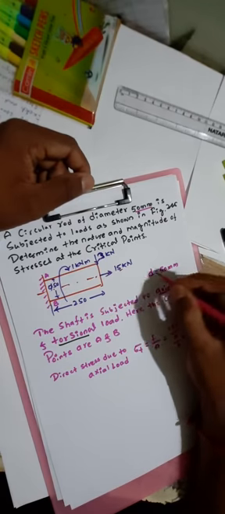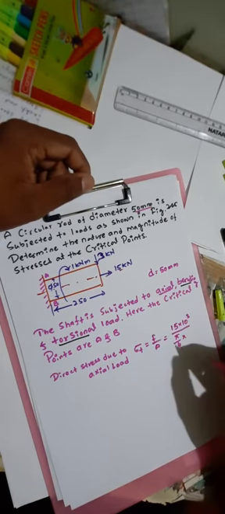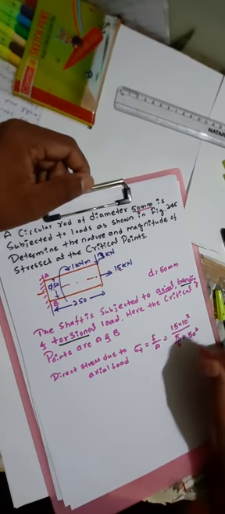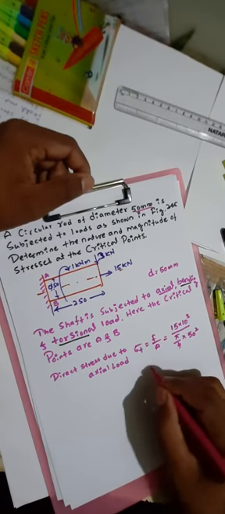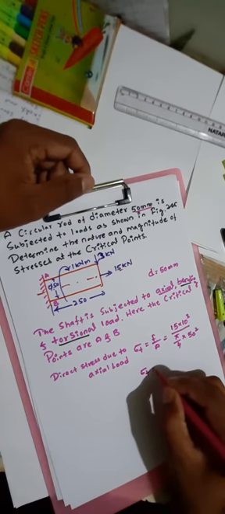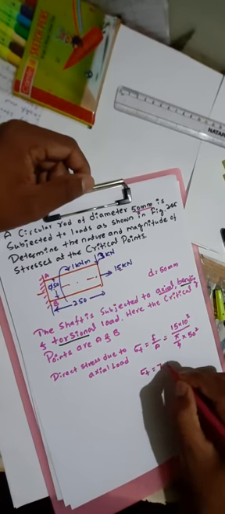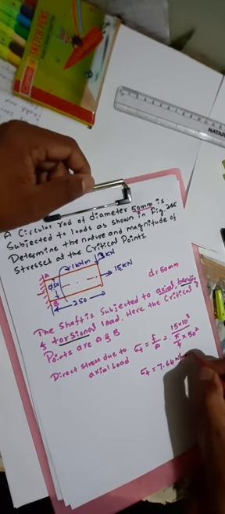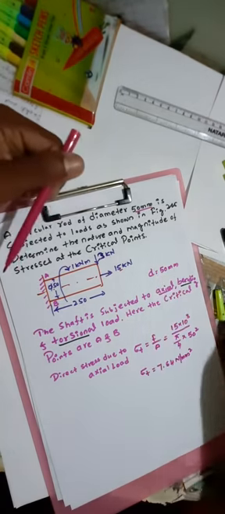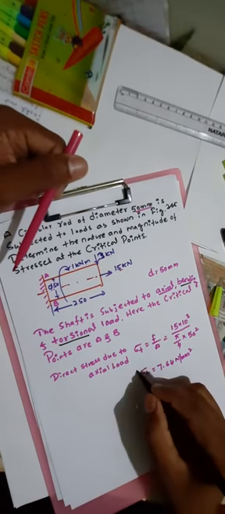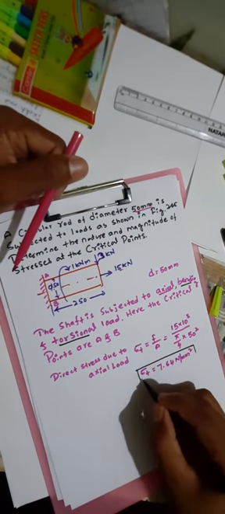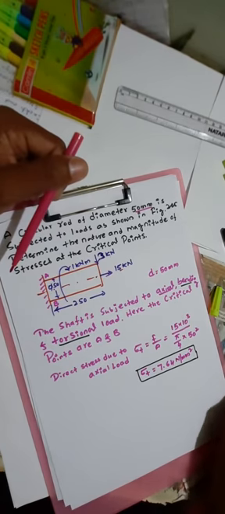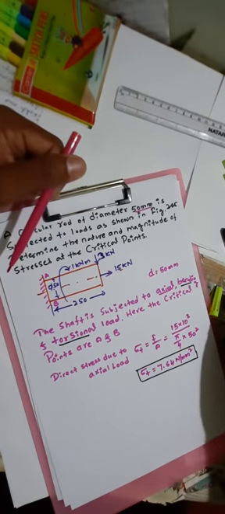So direct load F is equal to 15 kilonewton, divided by pi by 4 into 50 square. If you simplify this value, sigma t is equal to 7.64 Newton per mm square, which is the direct stress with respect to axial load.